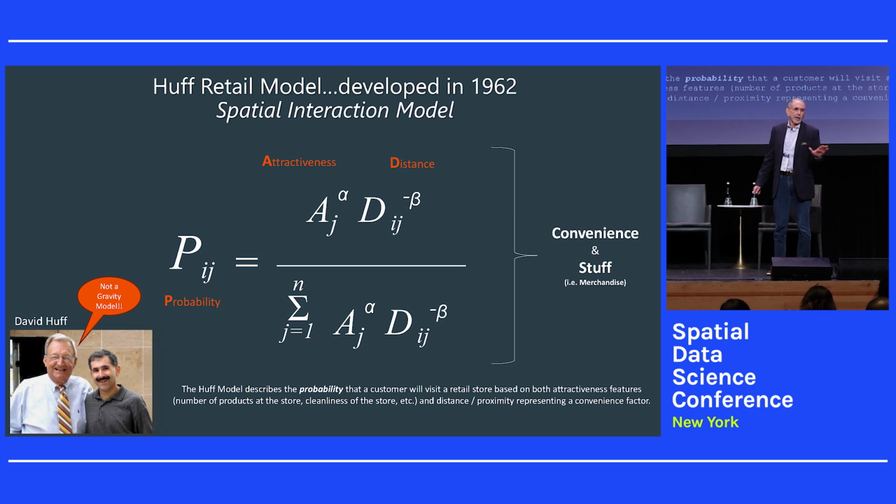You may go to Ace Hardware versus a Home Depot because it's closer to your house. And that's where the convenience factor comes in. That's where the D factor is. Okay, that's distance. The fact is that this is used all the time by real estate VPs in locating stores, and it's been used for many years.